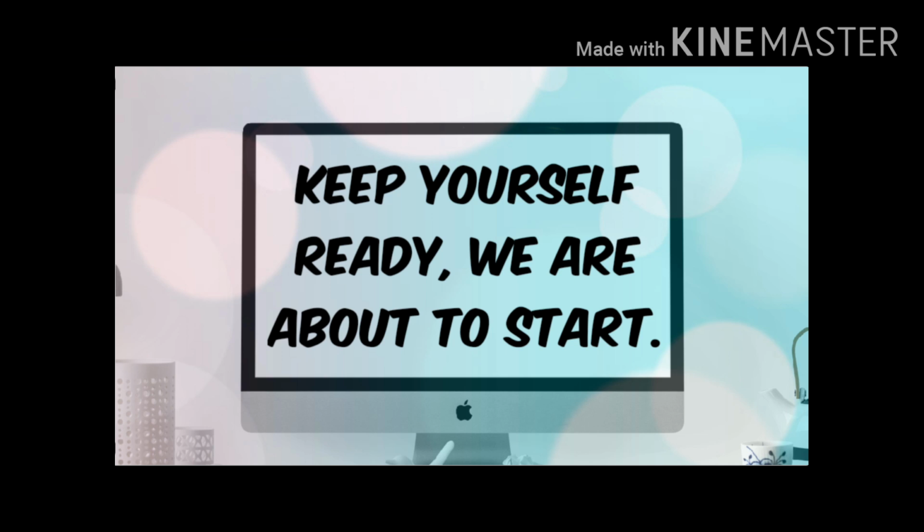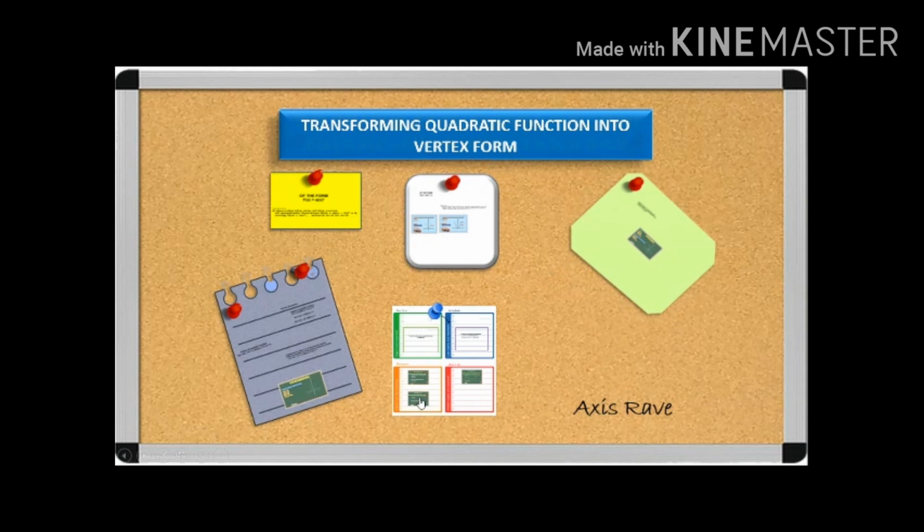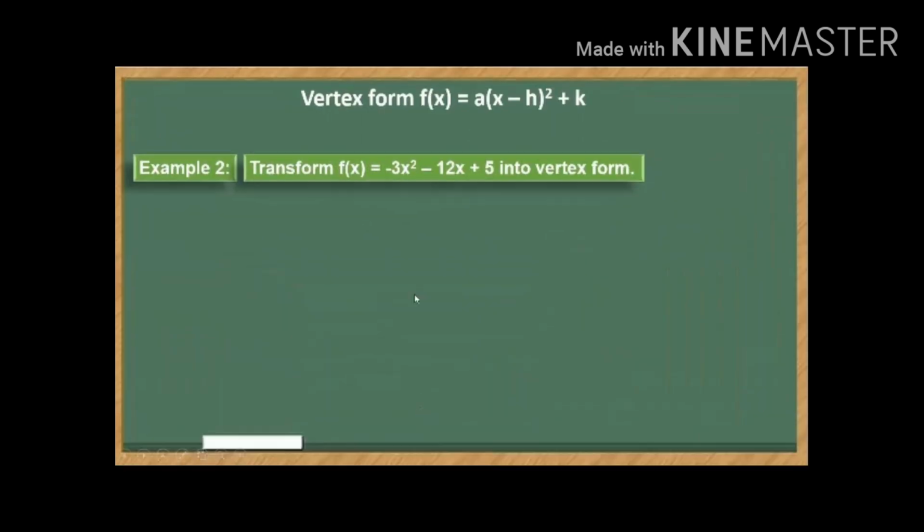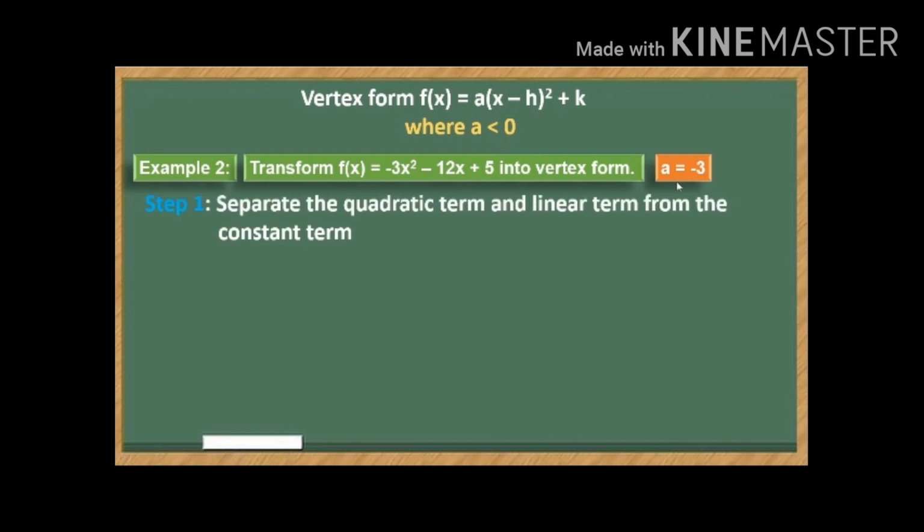Okay, so let's continue to example number 2. In example number 2, we are asked to transform the quadratic function negative 3x squared minus 12x plus 5 into vertex form. In this example, our a is less than 0, so that's why we have here a is equal to negative 3. So the first step again is to separate the quadratic term and linear term from the constant term. So we have this expression.